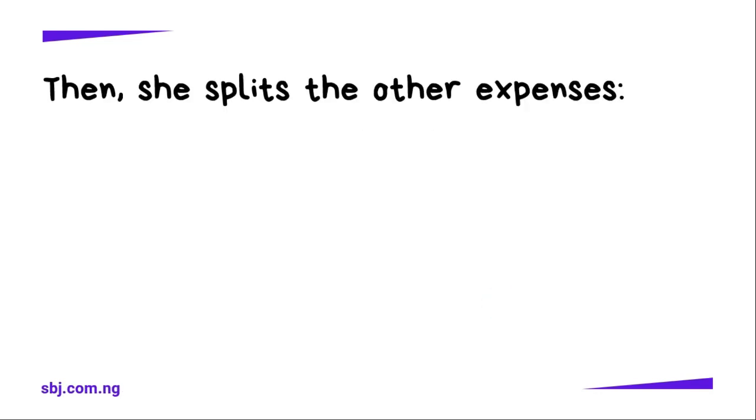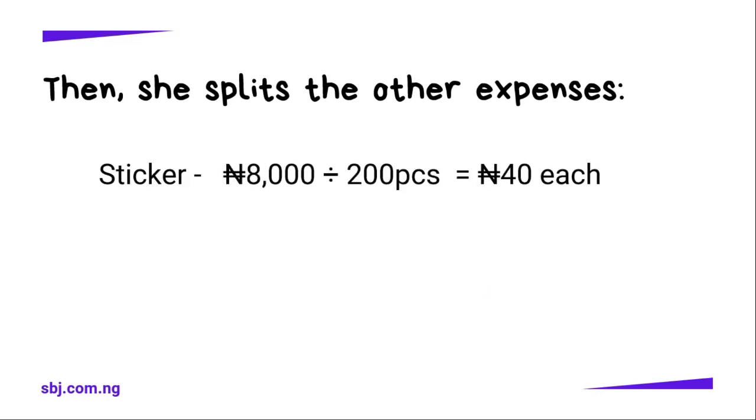And don't forget that she has other expenses that she incurred. She needs to find out the cost of each of those things. For example, now she bought stickers. She can't use all the 200 pieces of sticker just for one bottle. She needs to know the cost of one sticker that she'll be putting on the bottle, which is 8,000 divided by 200 pieces. That's 40 naira each. So one sticker actually costs 40 naira each.